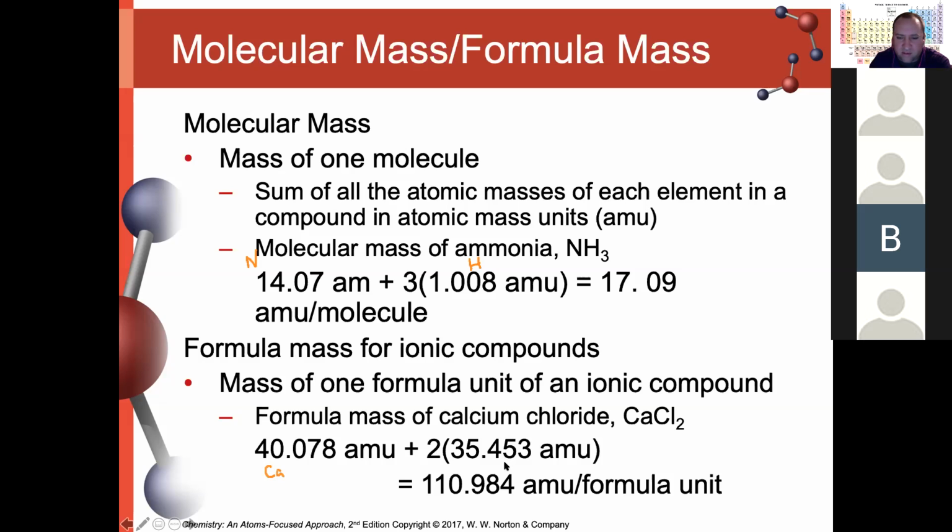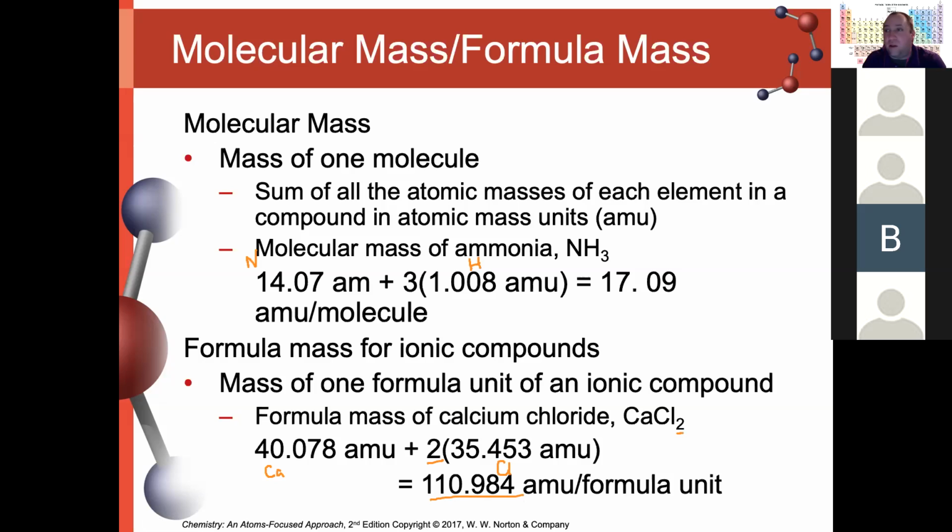And the molar mass of chlorine, which is 35.453. And there are 2 of them because there are 2 in the formula. And so if I take that and add 2 of those to it, I get 110.984 as the atomic mass for the formula unit of calcium chloride.